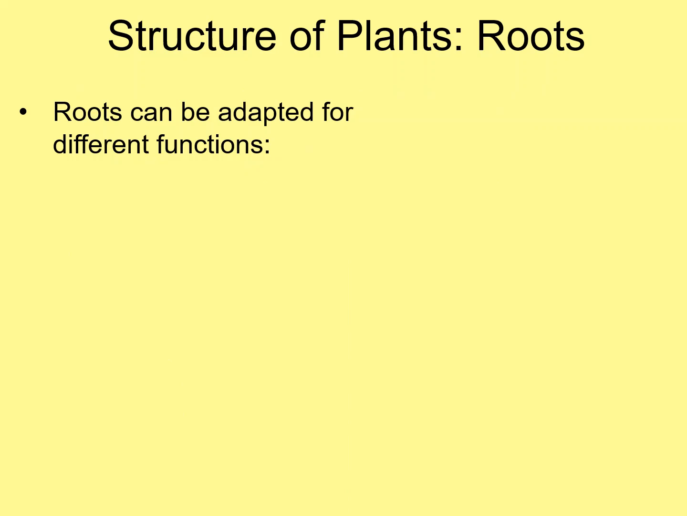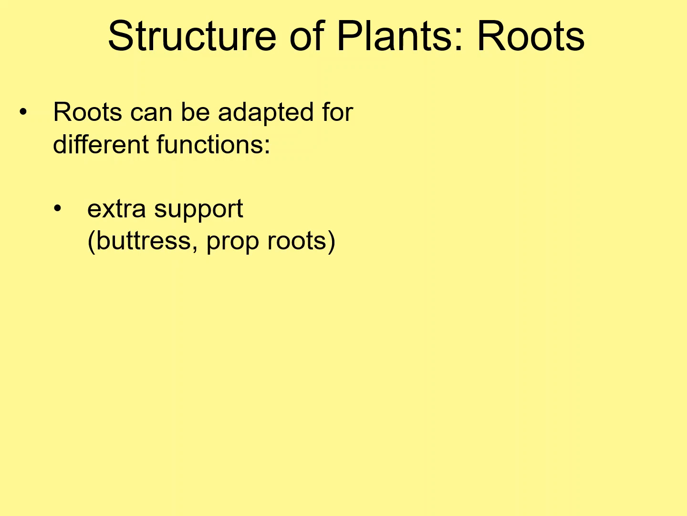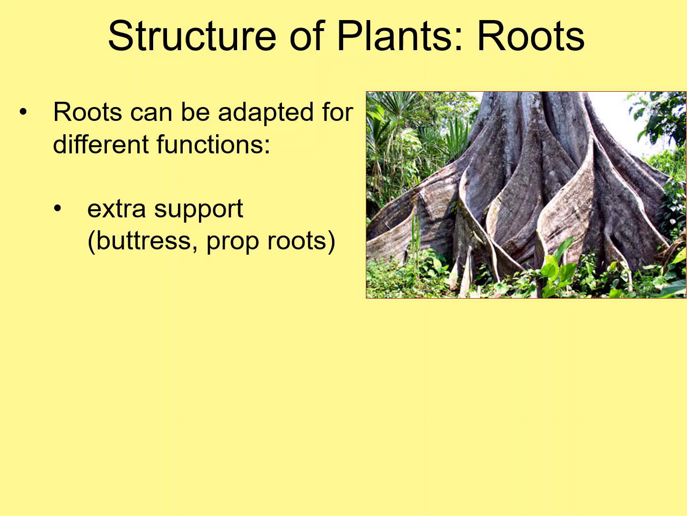Okay, they can also be adapted for extra functions. There we go, I've got a picture. In addition to anchoring, they can actually also provide above ground structural support. These are what are called buttress roots or prop roots. So here we've got a photograph of I believe a mangrove in a mangrove swamp.